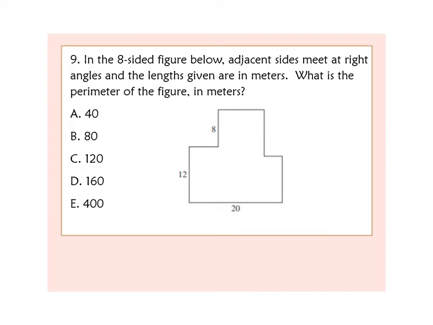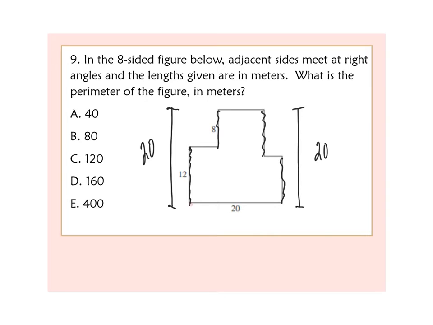The next example says, in the 8-sided figure below, adjacent sides meet at right angles and the lengths given are in meters. What's the perimeter of the figure? So there's a few things you can do here. Right here, I'm seeing that this entire thing is this section that's 12 and this section that's 8. So all together, that would be 20. On this other side over here, I have the exact same height. So this piece and this piece added together is also 20.